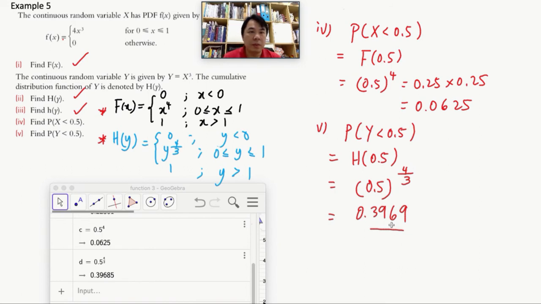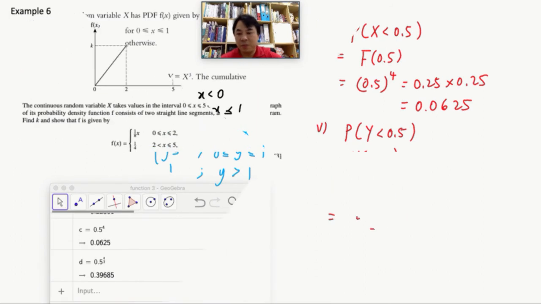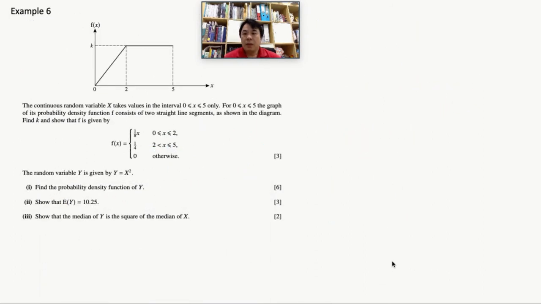Now we are done with example 5. We're going to move on to the next one, example 6. Now, for example 6, we are given the graph that represents the probability density function. Now the piecewise functions become more interesting. There are more layers in, or you can say there are more pieces of functions involved here.